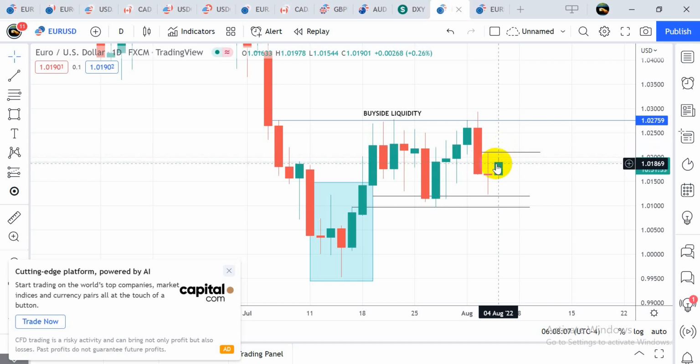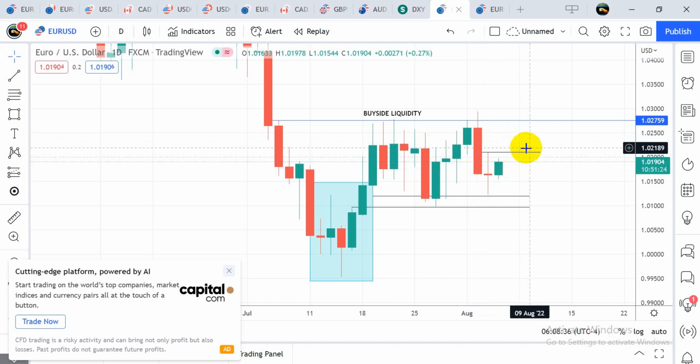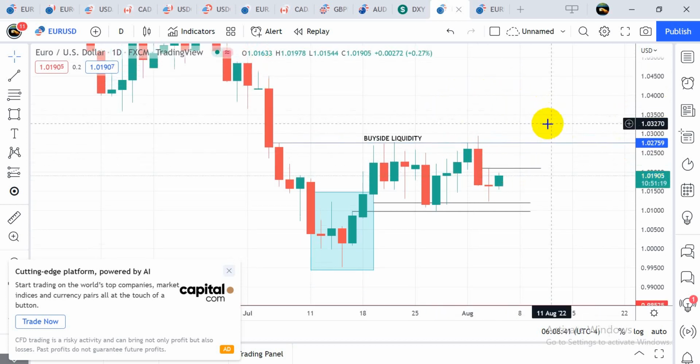Just note what I'm pointing your attention to. Sometimes you might not have both internal and external liquidities. Sometimes you might just have internal liquidity to handle. But in this case, I expect both internal and external liquidity to be sorted out in Euro USD. You can see here we have yesterday's high. I've noted it by this line right here. I also want to point your attention to how price has fared.